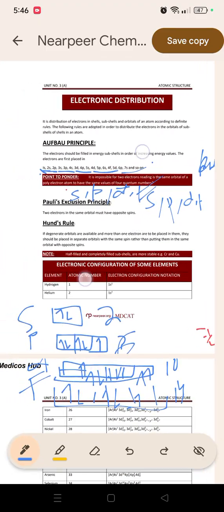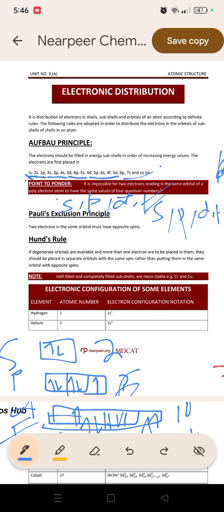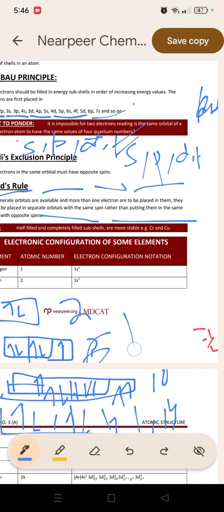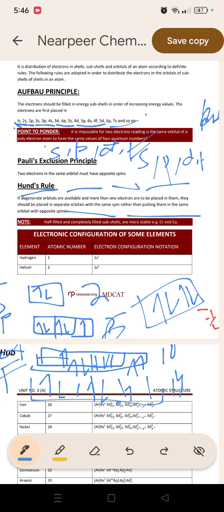Now let's read this one. Here it's written, if degenerate orbitals are available and more than one electron is to be placed in them, they should be placed in separate orbitals with the same spin rather than putting them in the same orbital. We need to make sure that we are placing all these electrons in different places. So we cannot add more than 2 in one box. That's not possible. We need to make another group like this one and put it there, but we cannot add them together, right?